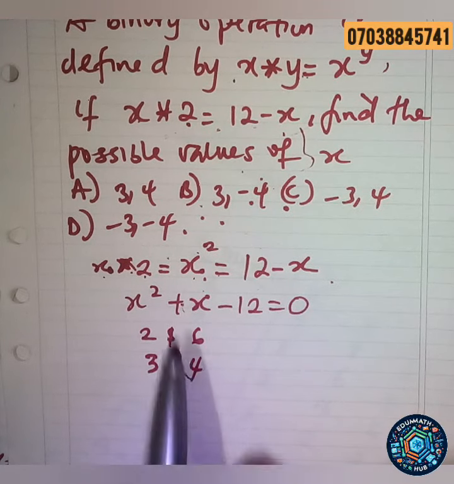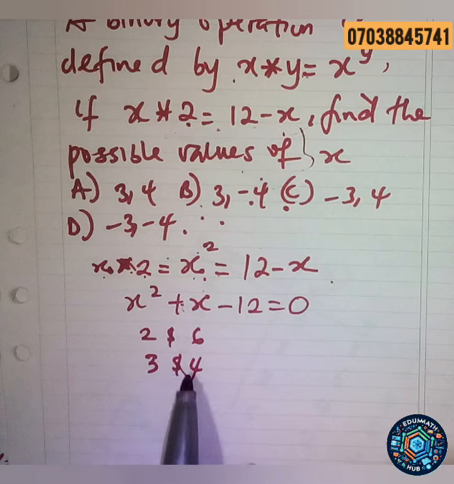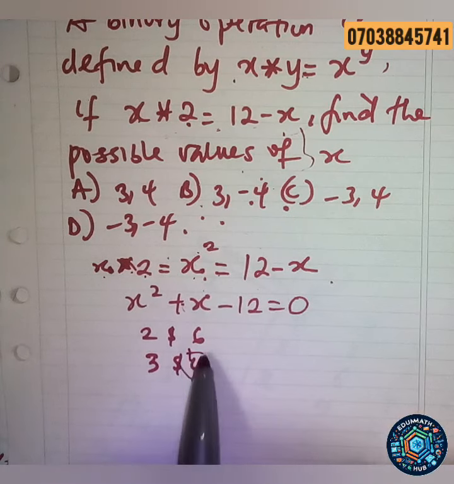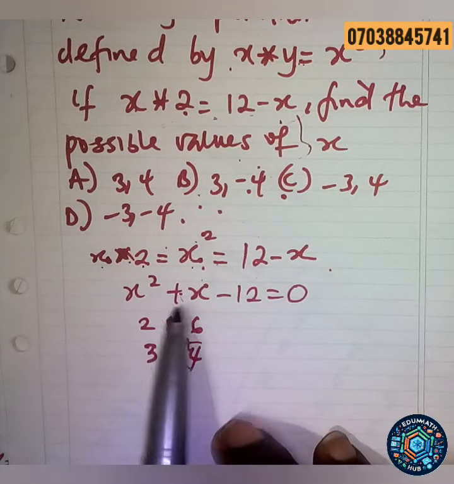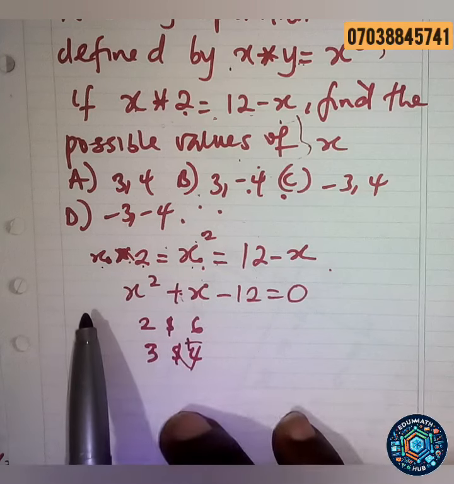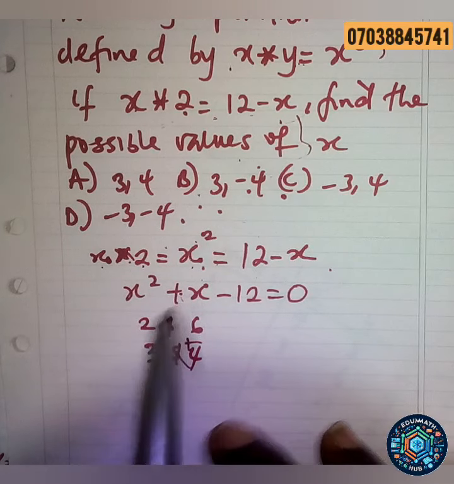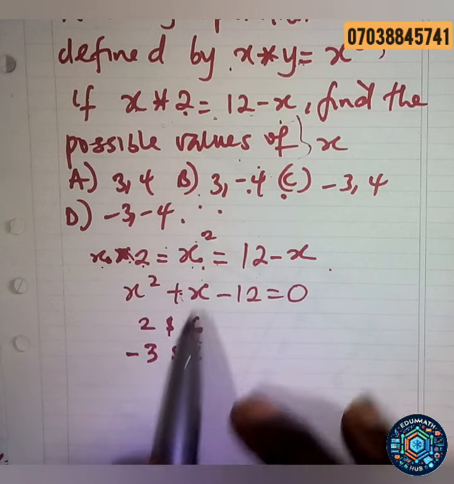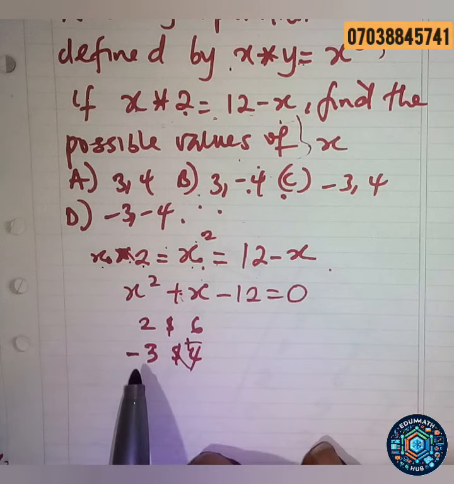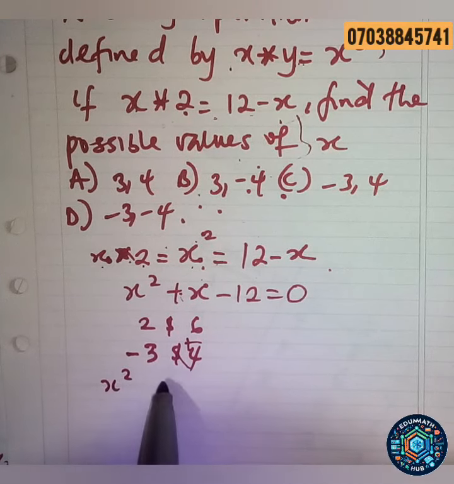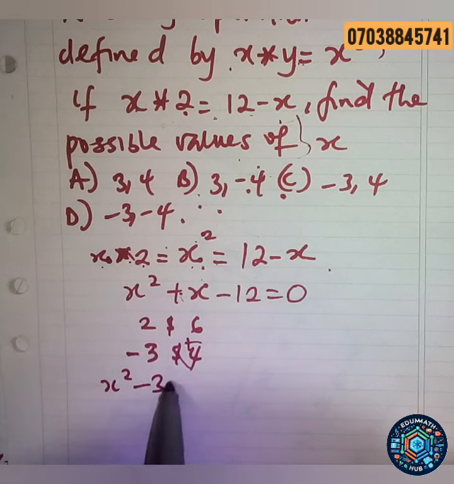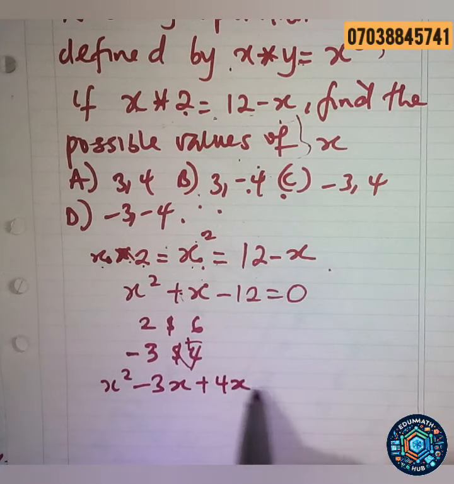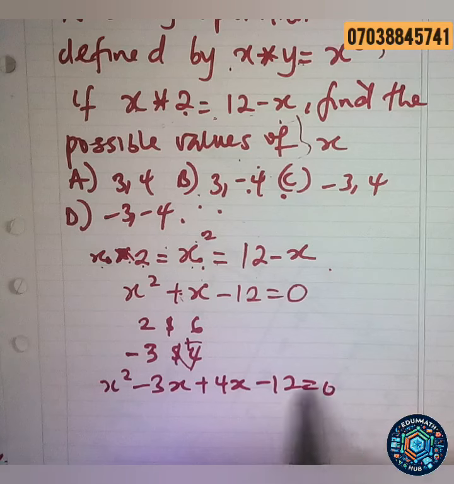Now look at the middle sign. The middle sign is plus. Give it to the bigger number, so this 4 we have plus. Then do plus times minus, give it to the smaller number, so this one here we have minus. So don't write x again. You're going to write 4x and minus 3x. So you're going to have x squared minus 3x plus 4x minus 12 is equal to 0.